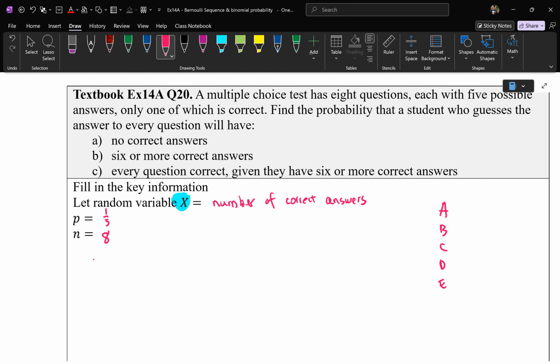X can be distributed binomially. This is a shorthand method if you didn't know. So BI, and then you write N, P, whatever N and P are. That way you can tell the examiners, instead of saying I'm using binomial distribution, X is distributed binomially, and then you write N and P. So in this case, N is 8 and the probability of success is 1/5. Now the examiners know that you're doing a binomial distribution, hence you're using formulas to do with binomial. Let's answer the question.